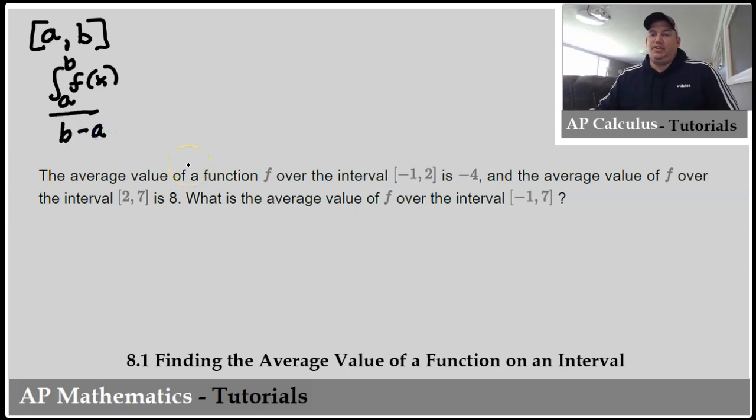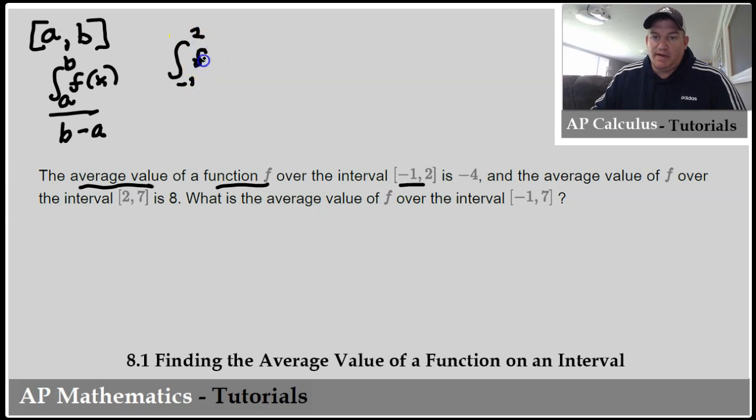So we're going to use that definition in this particular problem. The first statement says the average value of the function f over the interval -1 to 2 is -4. So we're going to write down what that means as a mathematical expression. We're simply going to say the integral from -1 to 2 of our function f of x, divided again by b minus a, or divided by 3, and this equals -4.